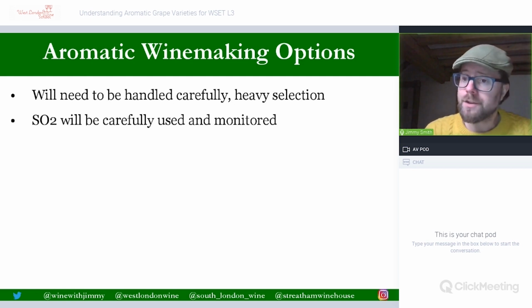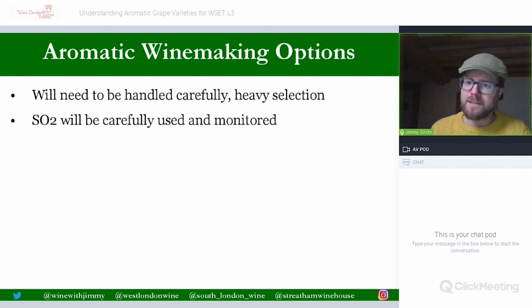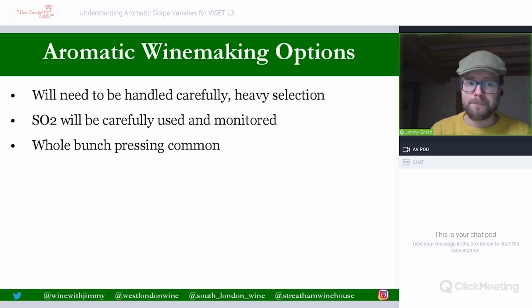Sulfur dioxide will be very much importantly used carefully and often monitored because sulfur dioxide is an antiseptic, so it protects the winemaking, cleans the winemaking equipment, but it's an antioxidant. So it actually protects the juice. It protects the wine. So it's commonly used. And for these varieties, which are delicate but aromatic, you need some sulfur dioxide commonly to do the protecting. So sulfur dioxide will be used, a key winemaking option for protecting aromatic grapes and wines.